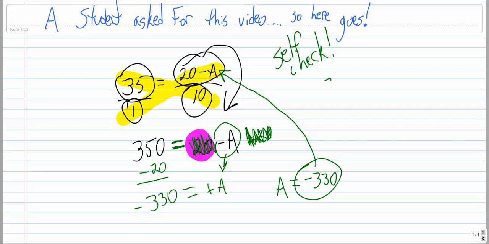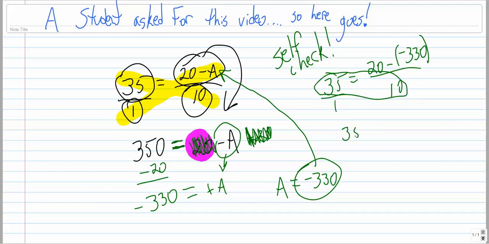So the problem started out like this. It was 35 equals 20 minus A, and for A, I got negative 330. I'm going to put parentheses around here just so I don't get confused with these 2 minus signs. And then on the bottom, I had 10. I can do my cross multiplying trick again. I can put this over 1, and I can go 35 times 10. That's 350.